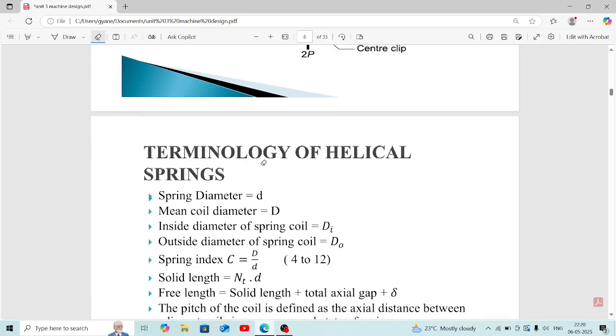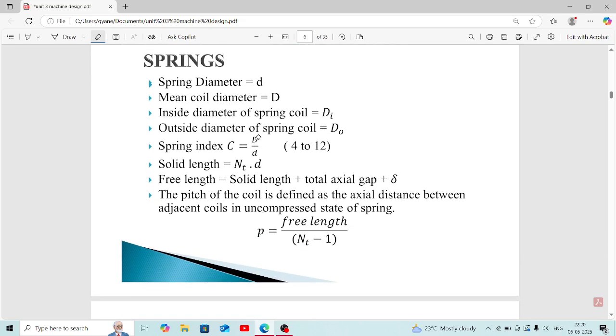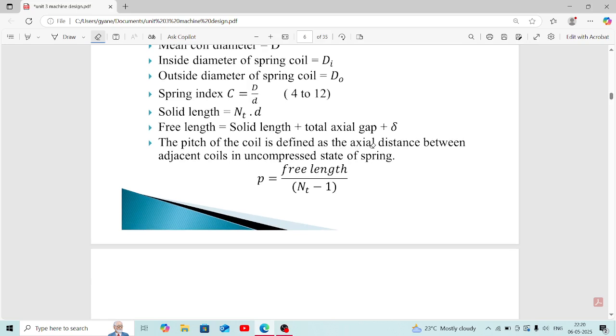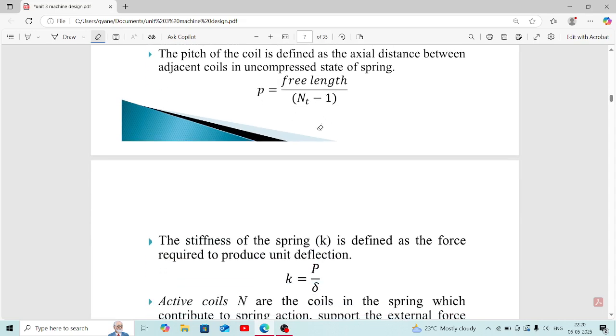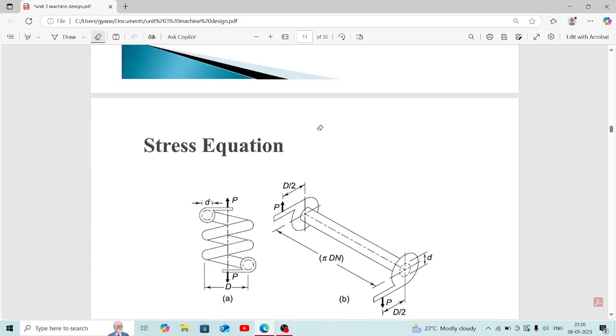Now the terminology of the helical spring. Spring wire diameter is denoted as small d, mean coil diameter is denoted as capital D. There are the inside diameter and outside diameter of the spring. The ratio of the mean coil diameter to the spring wire diameter is C. This is called spring length, solid length is n_t into d. Free length is solid length plus total axial gap plus deflection. Pitch of the coil is defined as the axial distance between adjacent coils in the uncompressed state of the spring. Pitch is free length upon (n_t minus 1). Then the number of active turns.